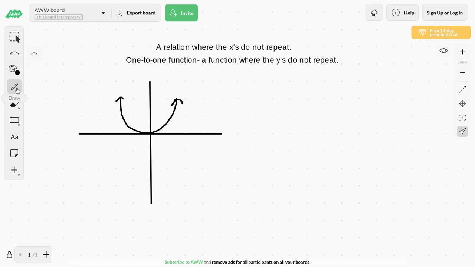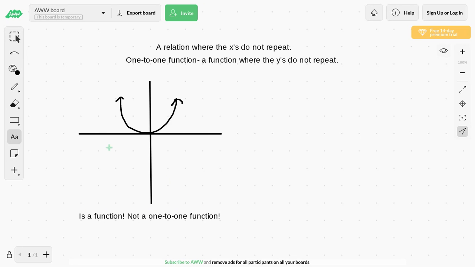But it also asked, is it a 1-to-1 function? So you draw a horizontal line anywhere on the graph, and if it crosses the graph more than once, the y's repeat, and so it's not a 1-to-1 function. And you can see here, it passes the same y twice, so it's not a 1-to-1 function. So that means it is a function, but not a 1-to-1 function. So there's that example.